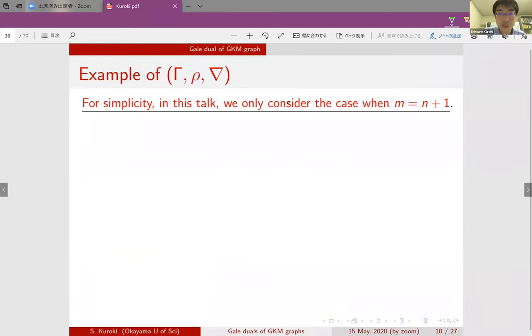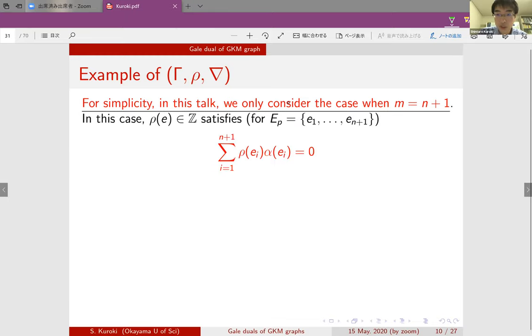So in this talk, for simplicity, we only consider the case of m equals n plus 1. This case is also called a complexity 1 GKM graph. And this complexity 1 notion already appeared, I think, in Anton's talk. He talked about a complexity 1 torus manifold or some such kind of things. And actually, this complexity 1 GKM graph is related to such notions. Okay, so let's think about that case.